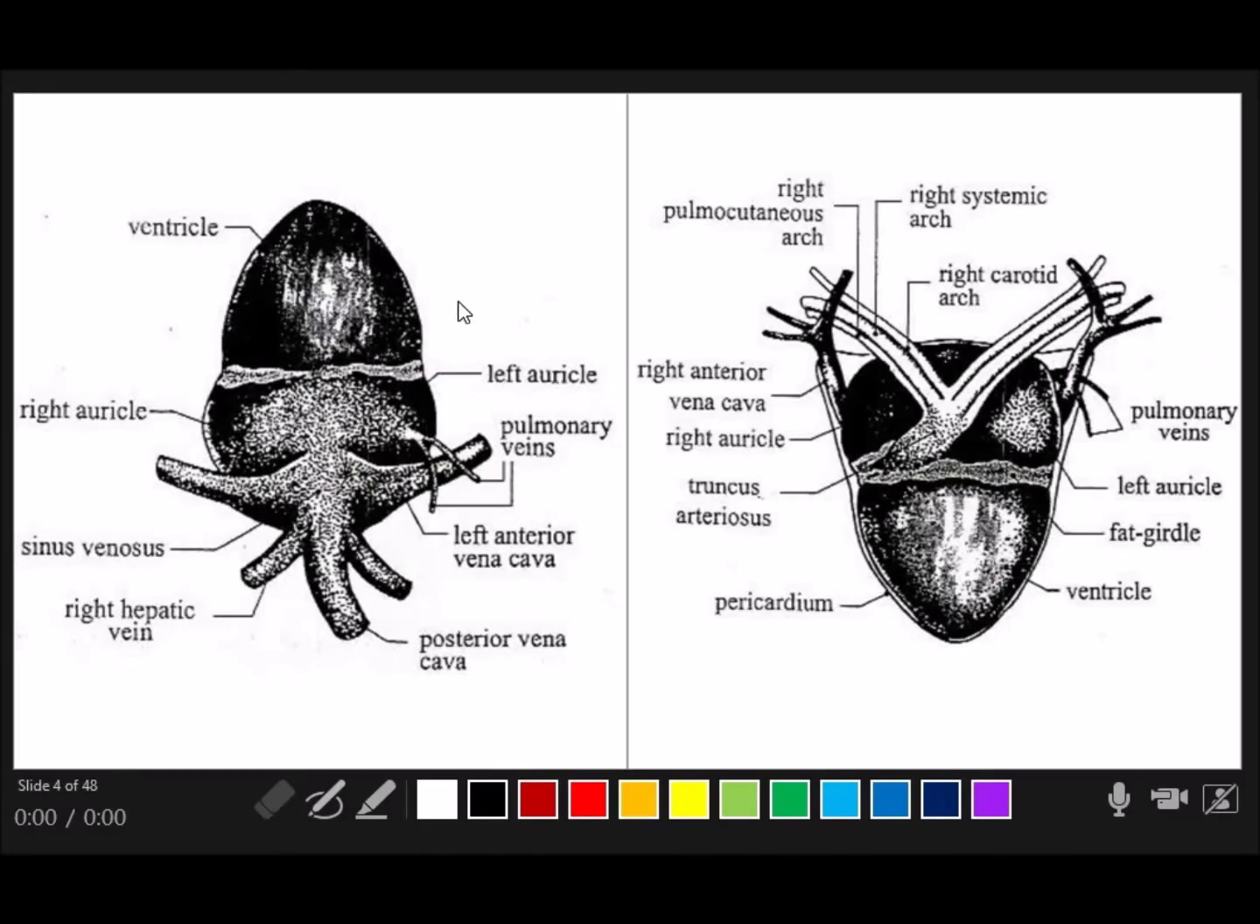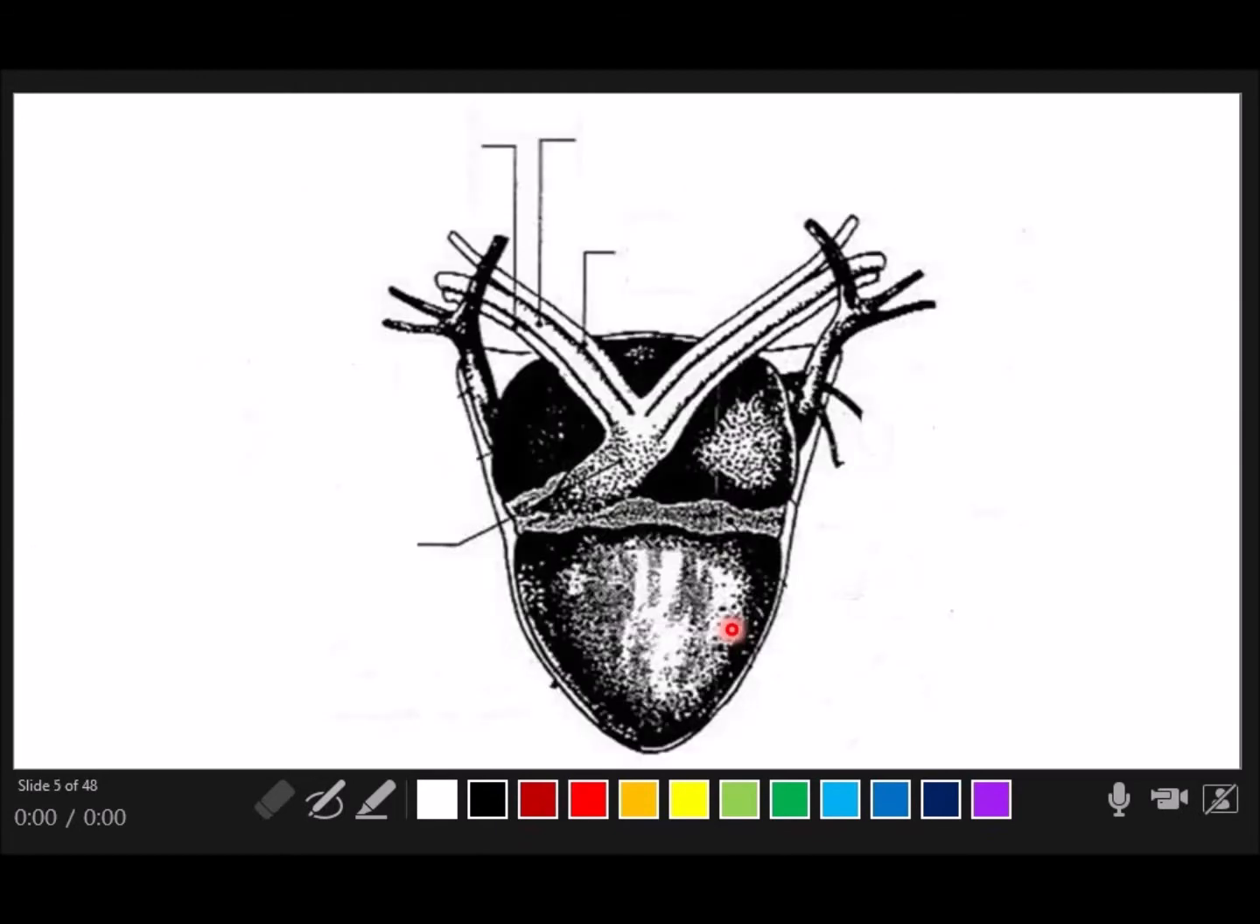So, as we have taken before, this is the heart in the dorsal view, and this is the heart in the ventral view. And we have studied all of these labels, so we will not repeat them today, and we will only study the new labels. So let's get started with the dorsal view.